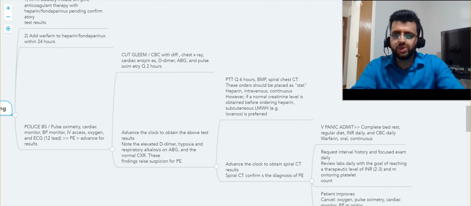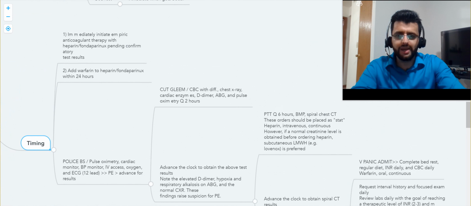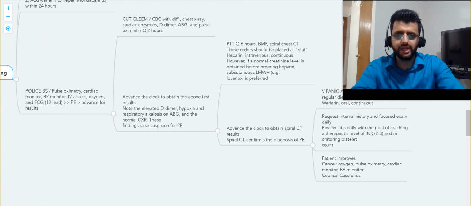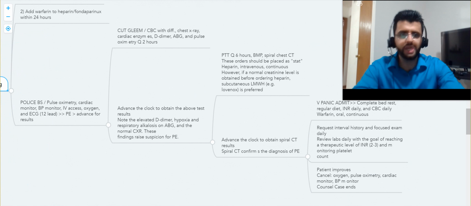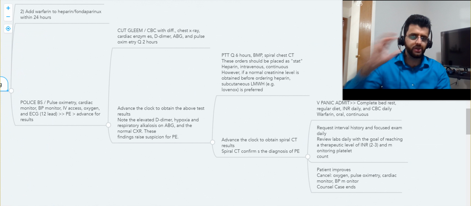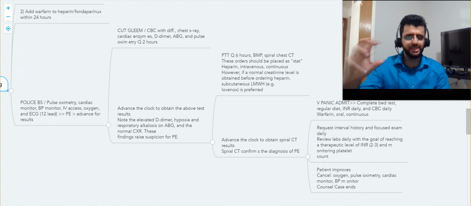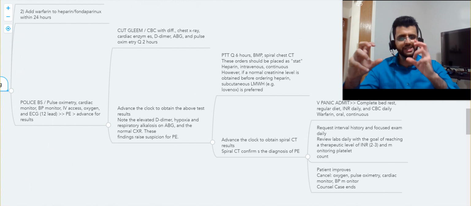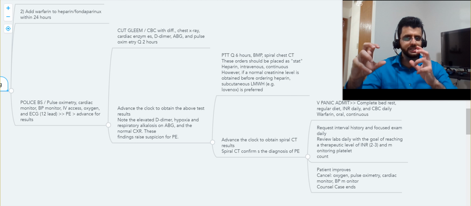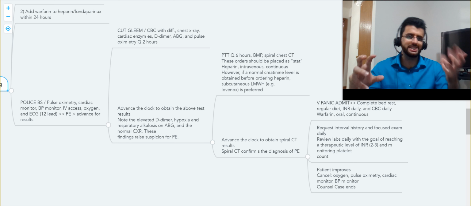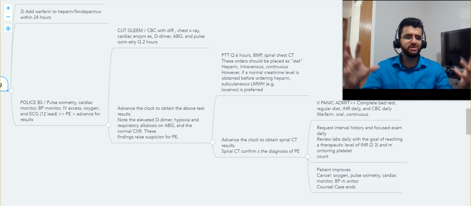So, just a quick recap for the case. In the emergency room, you do PO LICE BS. After that, you do the CUT GLEAM, with PT, and then you start medication. Then you get the CT scan. Once you get the CT scan, you confirm it. You do V PANIC, and then you start warfarin, and that's it.